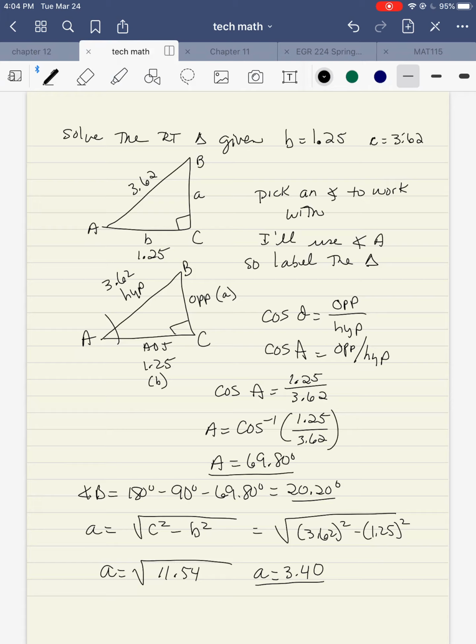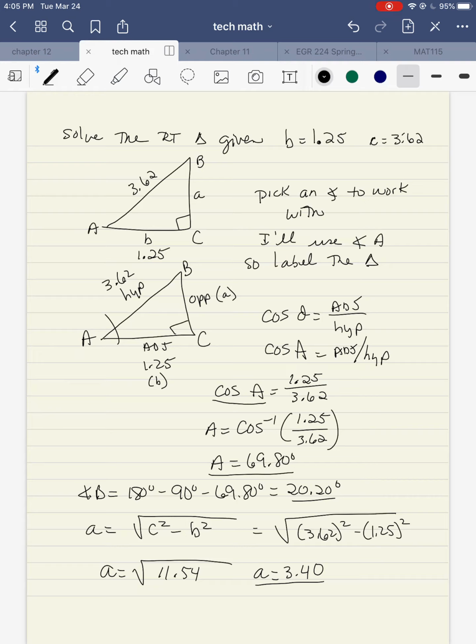So if I look at my sides, I know my adjacent side and hypotenuse side. Adjacent and hypotenuse belongs to cosine. So the cosine of theta is adjacent over hypotenuse. Cosine of A is adjacent over hypotenuse. I'll put my numbers in. The adjacent side is 1.25. The hypotenuse is 3.62. You'll notice that in this case, I'm looking for angle A.